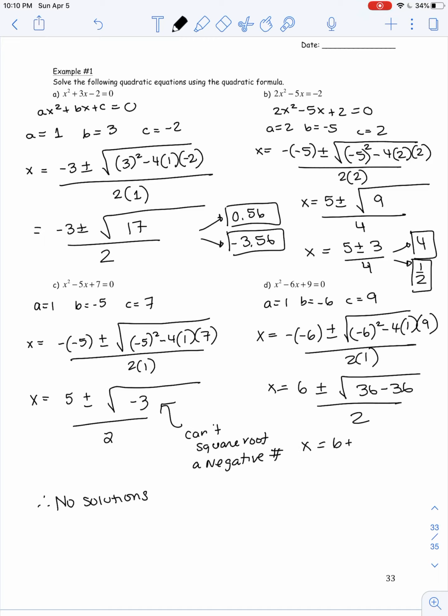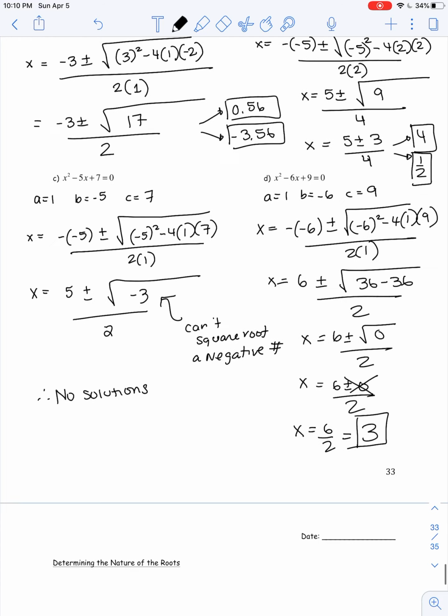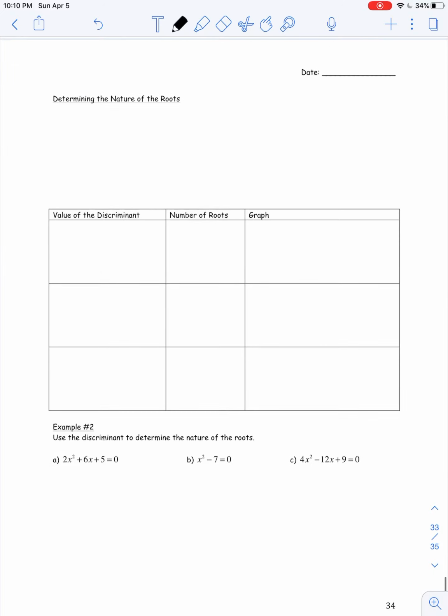Now, whenever we have 36 minus 36, we're going to write square root of 0. Square root of 0 is 0, so we're going to have plus minus 0 over 2, which we can ignore. So our solution is going to be 6 over 2, and that means we only have one x-intercept. Our answer is 3, and that's it. That means the parabola only touches the x-axis at the vertex, no other time. So those are the three possibilities.